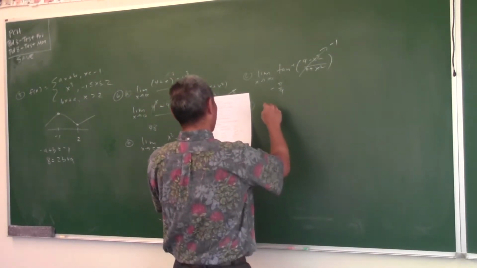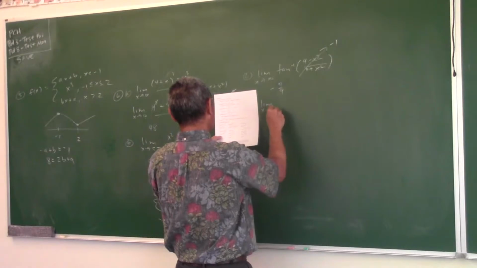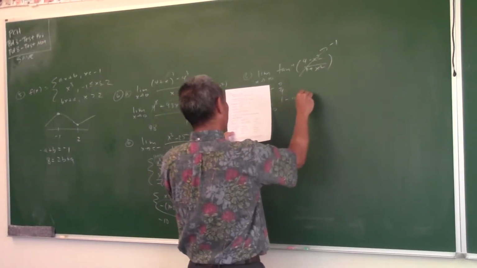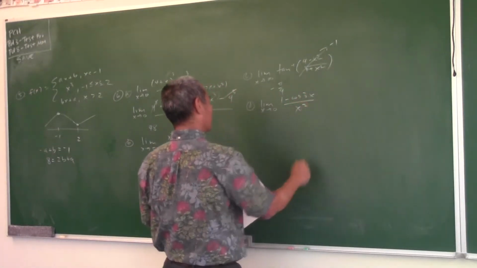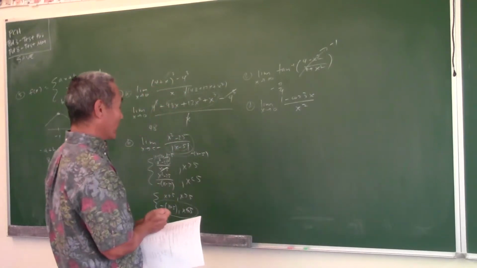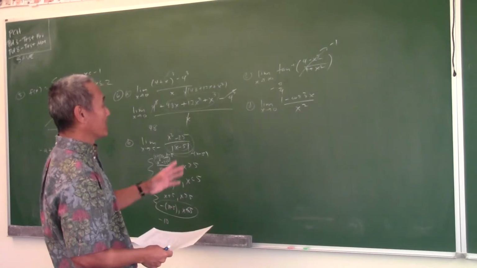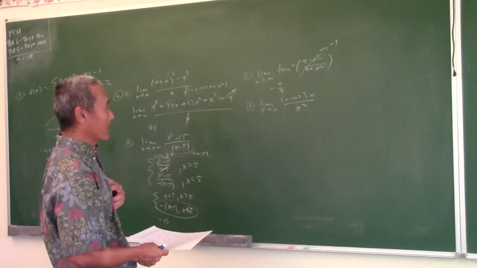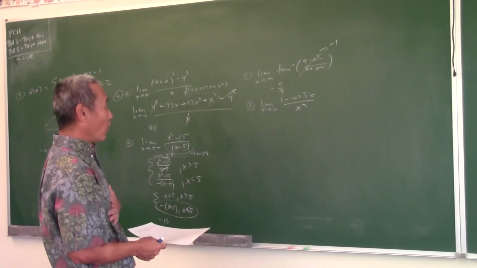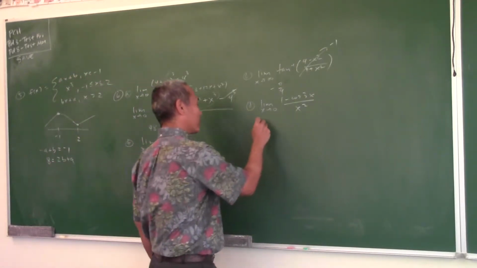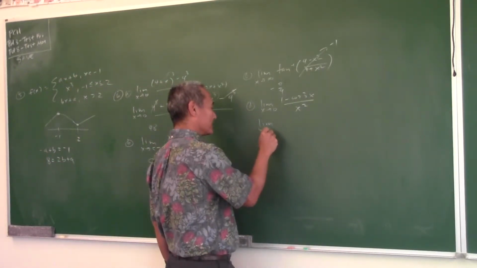D, limit as x approaches 0 of (1 minus cosine 3x) over x squared. Well, if you plug in 0, you get 0 over 0. So there's two things you can do. You can multiply top and bottom by 1 plus cosine 3x, which is the conjugate, or you can use power series. I would prefer to use power series on this one.